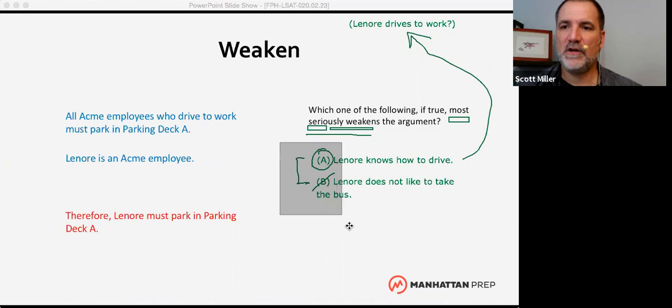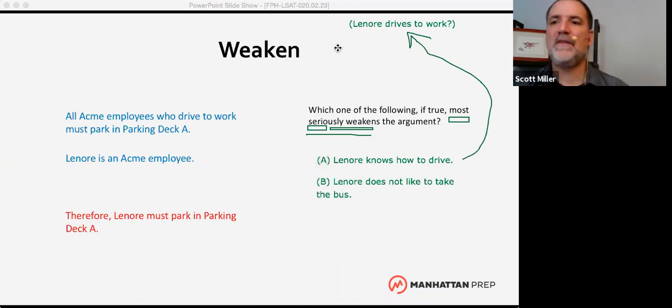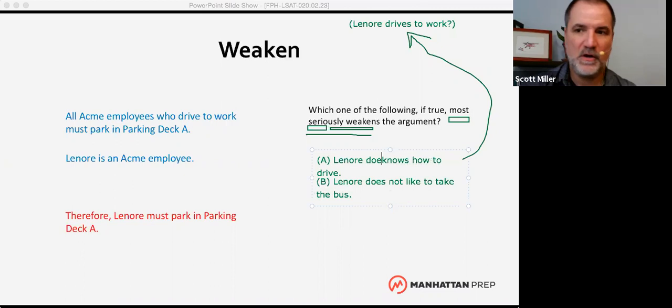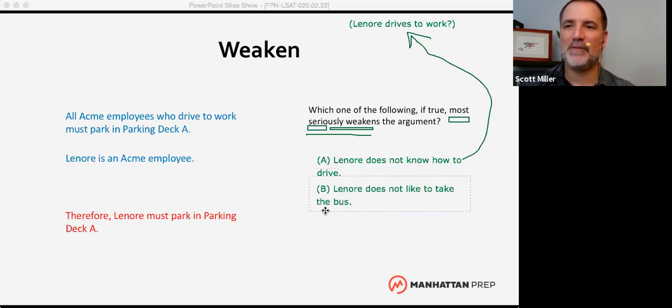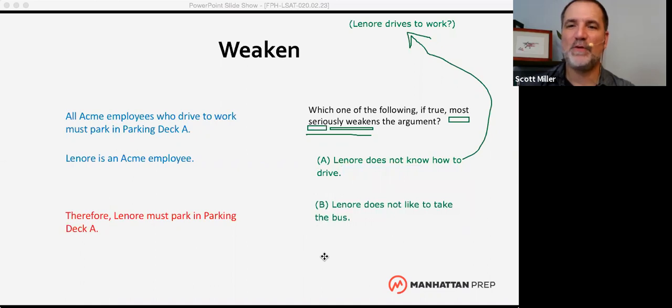So we could weaken the argument by saying what? How would we change A to make it weaken the argument? We could change A to make it weaken by saying Lenore does not know how to drive. That would definitely weaken the argument. That would cast a lot of doubt on the argument. In fact, that would maybe pretty seriously destroy the argument, right? That would be maybe a little bit more obvious than what you would see in a weaken question.